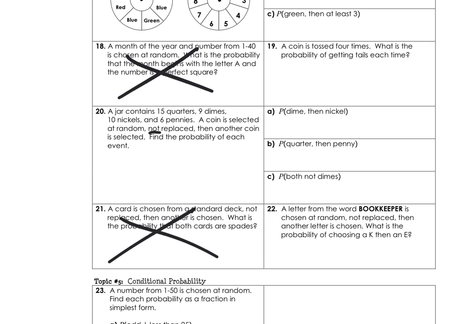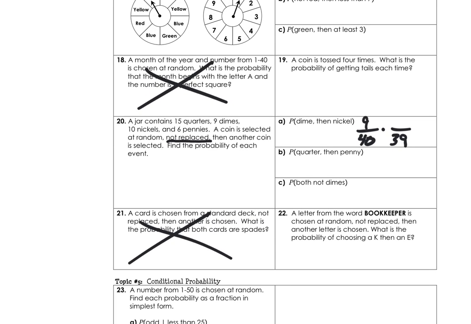Okay, on this one here, make sure you know that it is not replaced. When I do these problems with the marbles or whatever, if I reach into a bag and I pick one out, am I putting it back in the bag or am I leaving it out? This one is not replaced, so that means every time I choose, I have one less to choose from. Okay, so if I reach in and pick out a dime, I have 40 to choose from, and 9 of them are dimes. The second time I reach in and pick out a marble, or in this case a coin, then now I only have 39 coins left, and out of them, 10 are nickels.